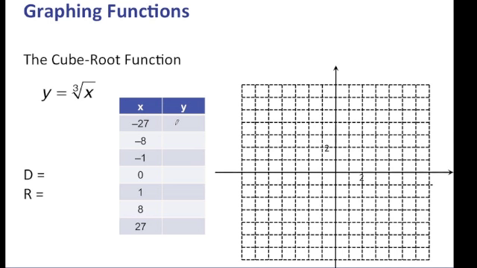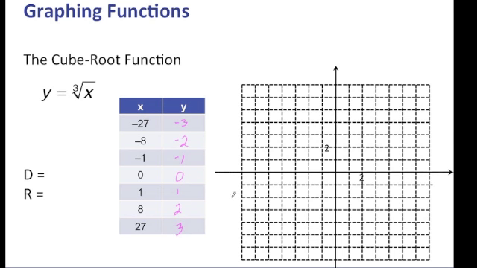Here's the cube root function. Cube root of -27 is -3. Cube root of negative 8 is negative 2. Cube root of negative 1 is negative 1. Cube root of 0 is 0. Cube root of 1 is 1. Cube root of 8 is 2. And the cube root of 27 is 3. We don't have room for the negative 3.